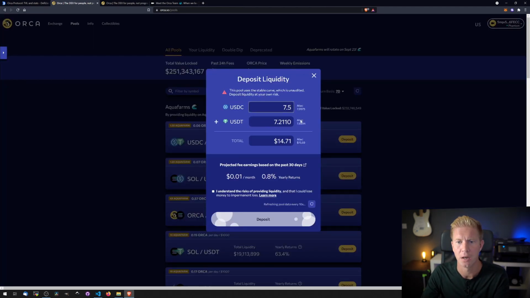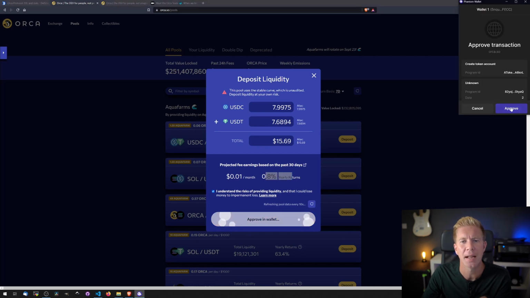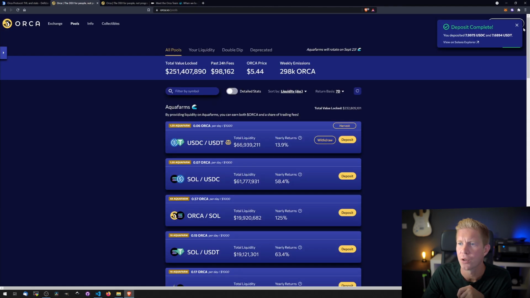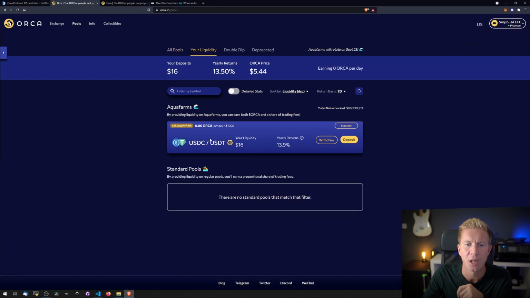We do 7.9975. It automatically works out the equivalent amount of US dollar Tether based on the pool, gives us a total amount. It has an even lower projected rating here of 0.8%. I'm guessing that doesn't include the incentives for liquidity. There we go, the deposit has been completed in the Solana Explorer. If we go to My Liquidity now, or Your Liquidity, we can see we've got our liquidity position here.